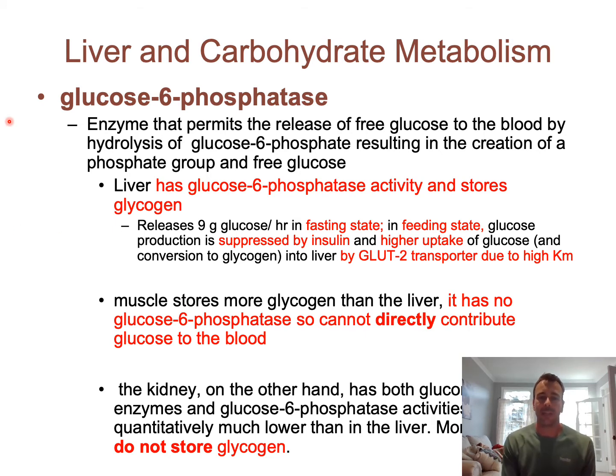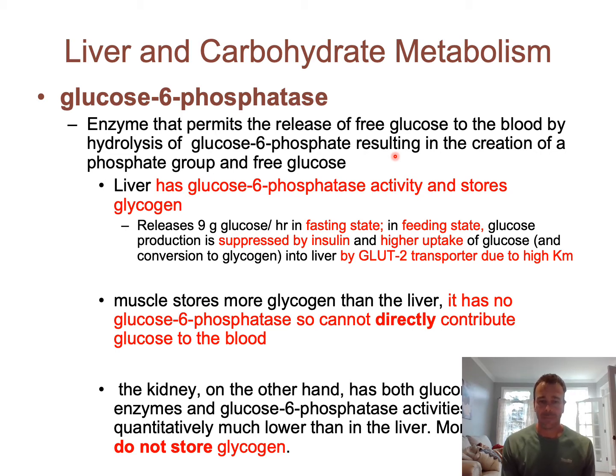One of the main enzymes involved in carbohydrate metabolism in the liver is glucose 6-phosphatase. It's an enzyme that permits the release of free glucose to the blood by hydrolysis of glucose 6-phosphate, hydrolysis of the phosphate bond to form phosphate and free glucose. So the liver obviously has this activity and it stores glycogen.